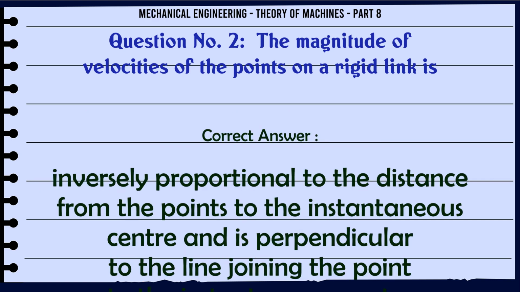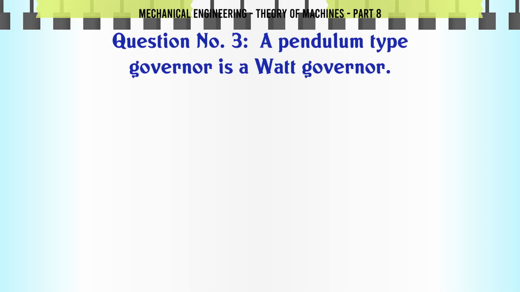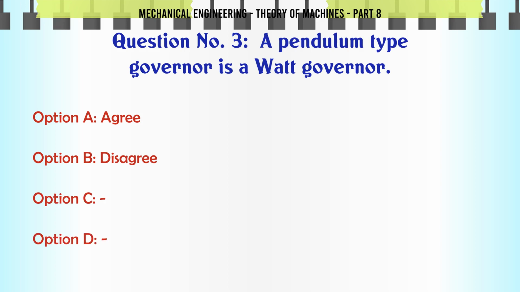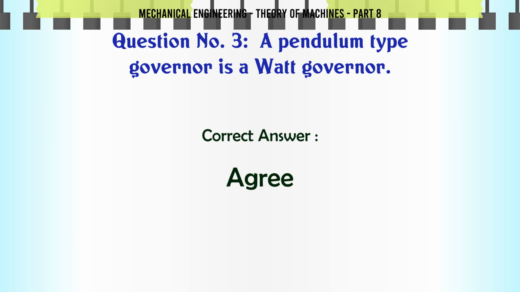The correct answer is: inversely proportional to the distance from the points to the instantaneous center and is perpendicular to the line joining the point to the instantaneous center. A pendulum type governor is a what governor? A. Agree. B. Disagree. C. D. The correct answer is agree.